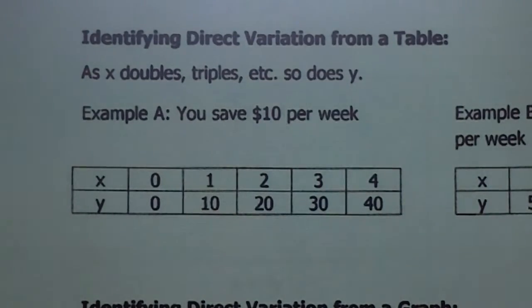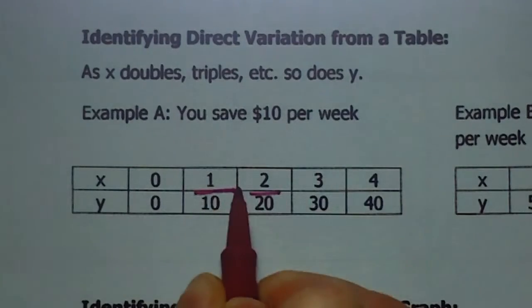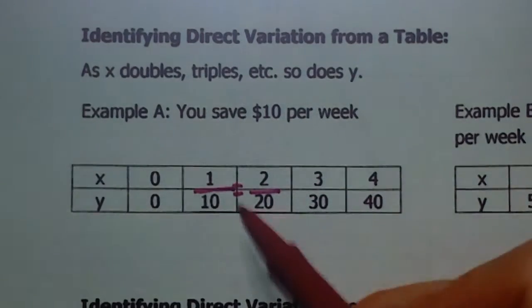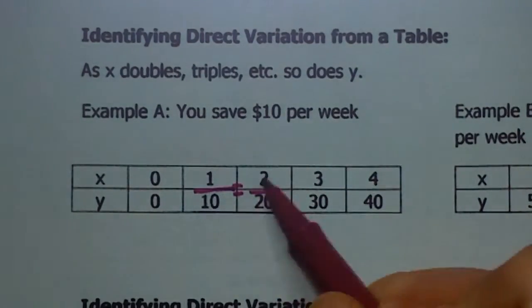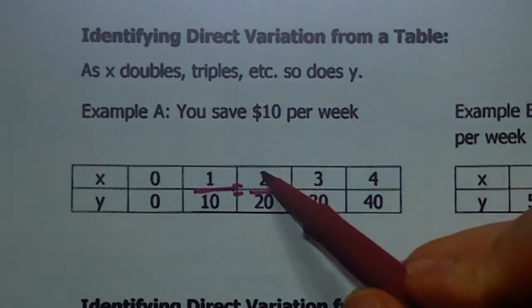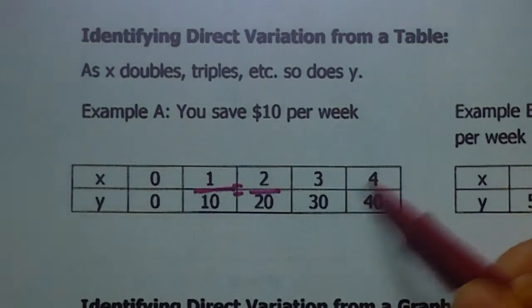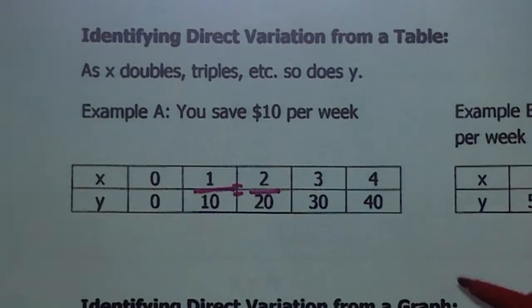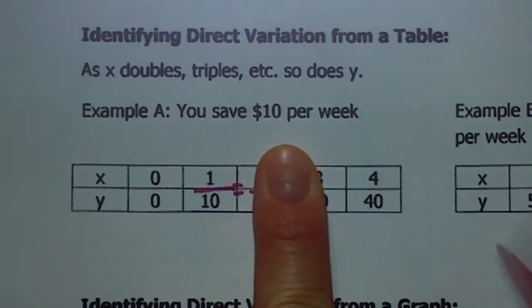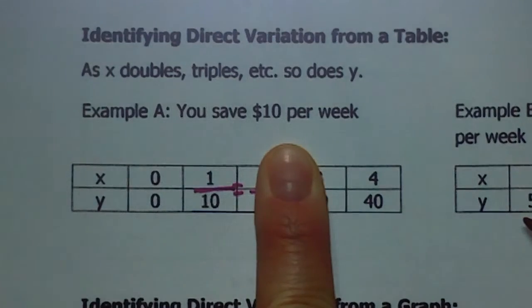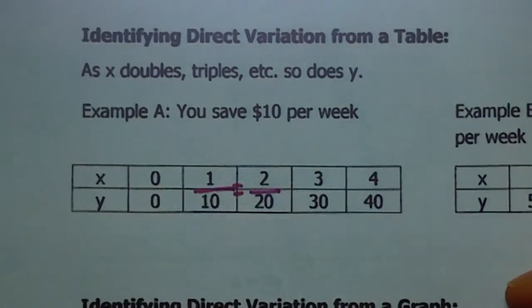Another way to tell by looking at a table is you could use the cross products property, because we know that in a table we can create ratios or proportions just by drawing lines and setting it up. We learned that in lesson 3-5. So 1 times 20 is 20, 10 times 2 is 20. It'll work here too. 2 times 30 is 60, 20 times 3 is 60. 3 times 40 is 120, 30 times 4 is 120. It'll even work if I cover these up. 1 times 40 is 40, and 4 times 10 is 40. So the cross products property will work in any that you choose.